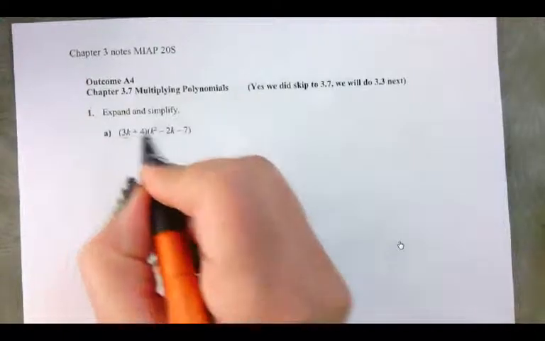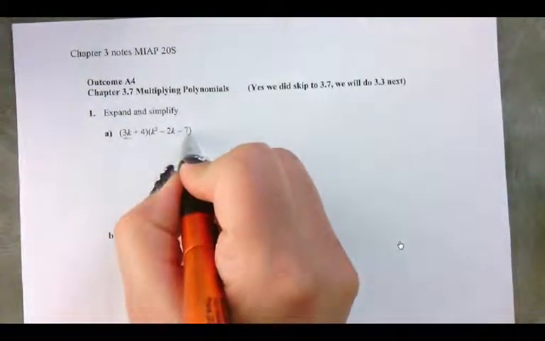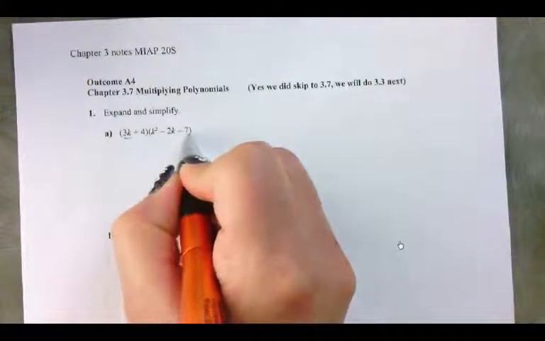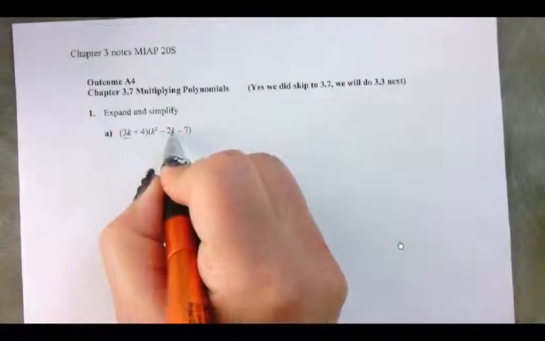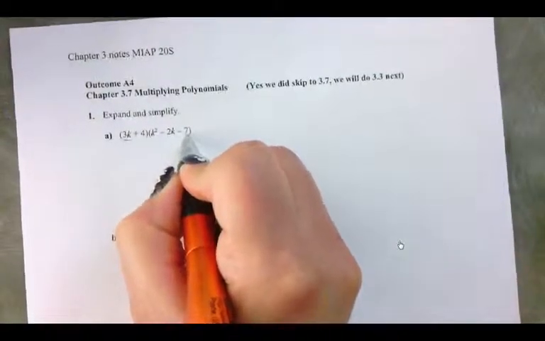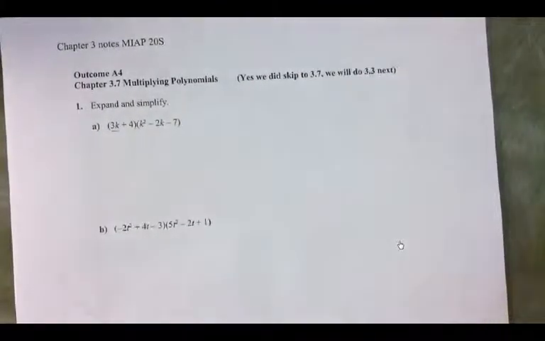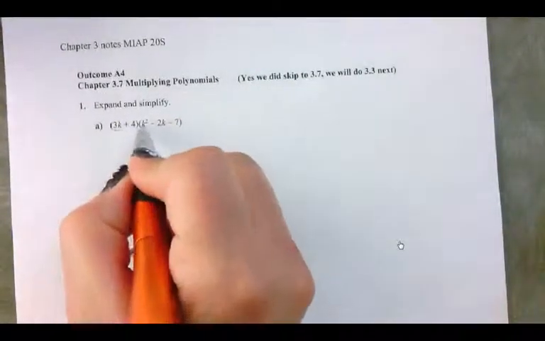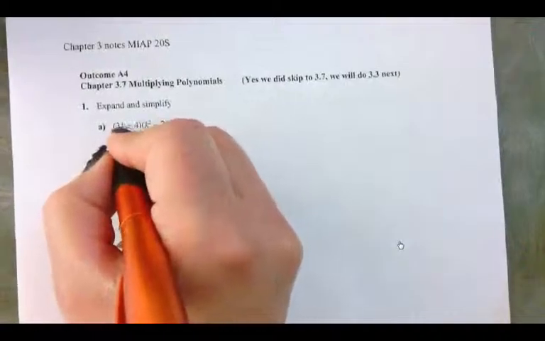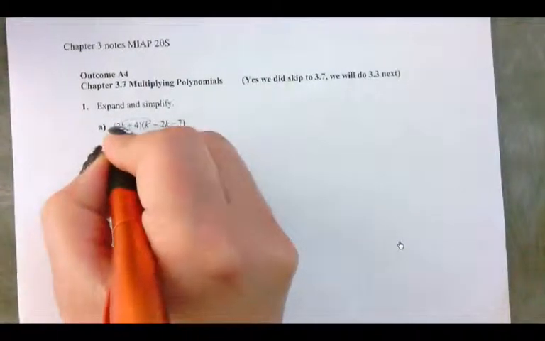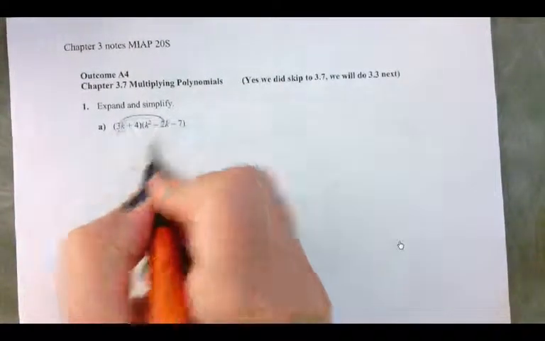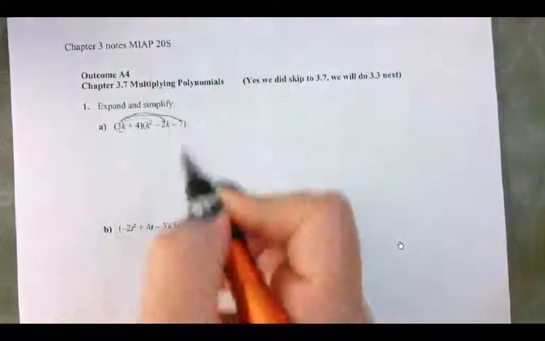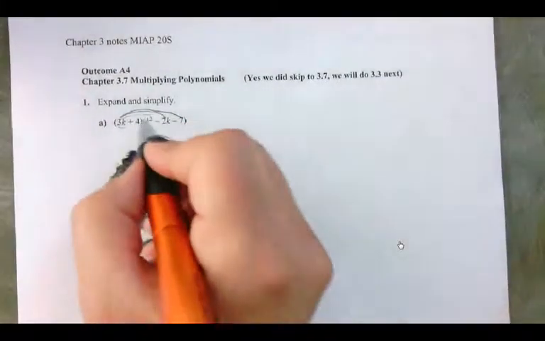So you want to take the 3k and multiply it by every term in the second bracket. And then we're going to take the plus 4 and multiply it by every term in this bracket again. Okay? What helps is when you draw a little rainbow. So you take this multiplied by this, and then this multiplied by that, and then this multiplied by that, just to keep track of what you're doing.